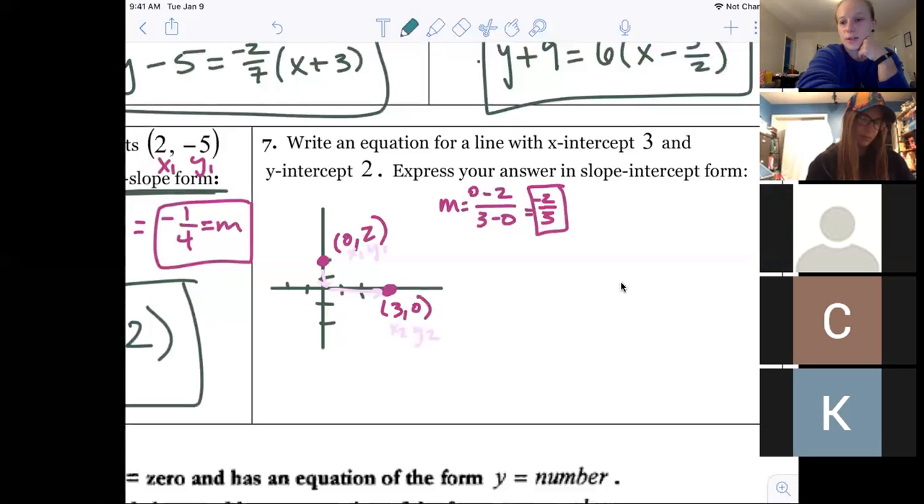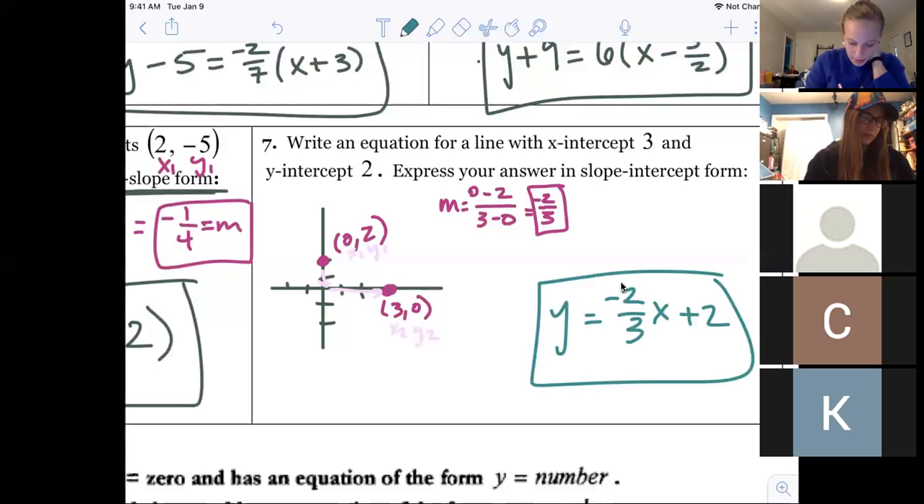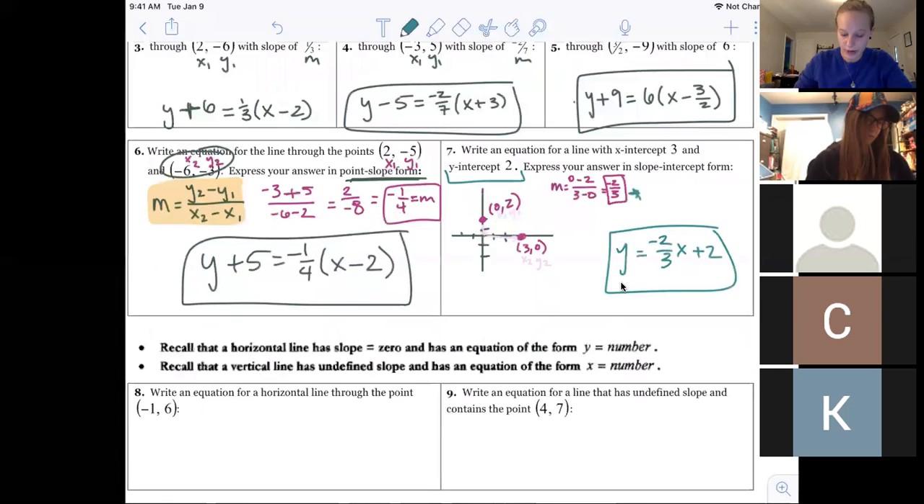We can do, oh yep, Kamara, help me. y equals negative 2/3 x plus 2. Awesome. Where'd that 2 come from? The y-intercept. Good. It's spelled out that my y-intercept was 2. Normally that's the math we have to do. This time it wasn't. We had to find the slope, but then we could just write down my y-intercept. Perfect. Thank you for helping.